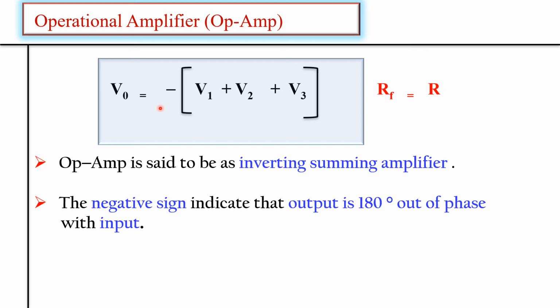The negative sign means the output is the inverse of the input, right? It indicates that the output is 180 degrees out of phase with the input. So we can add three or more inputs. It acts as a summing amplifier, right? This way we can use it as an adder and add the inputs.